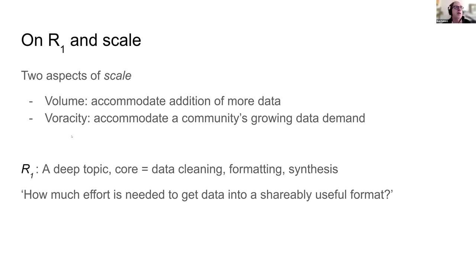So there are two aspects of scale that are relevant to considering going about building a data system. And then R1 just refers back to this idea that data is acquired in one format and then consumed in a different one. And so this raises the question of, if you're going to build a science gateway and serve out data, do you try to anticipate the needs of your user community, or do you just keep things really simple and make reformatting the data for use their problem? This gets into a really deep, interesting topic to discuss with your research team: how much effort is needed to get the data into a shareably useful format.